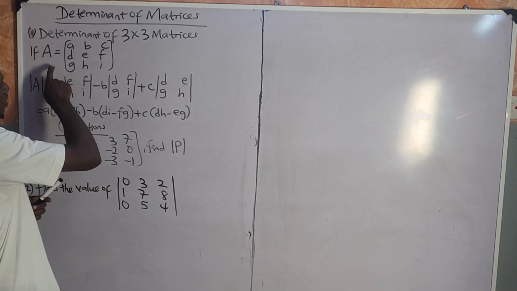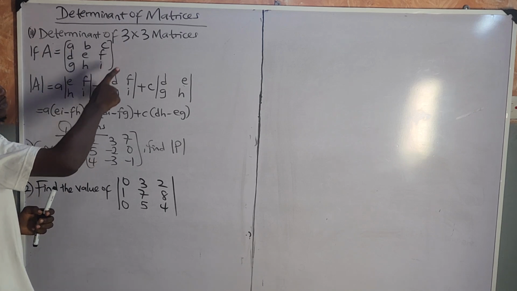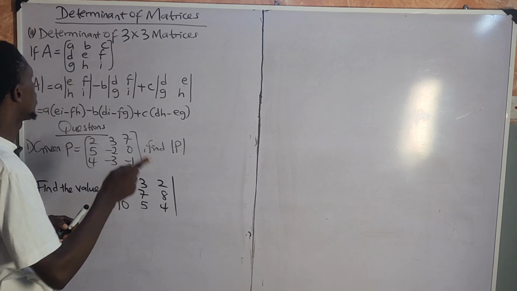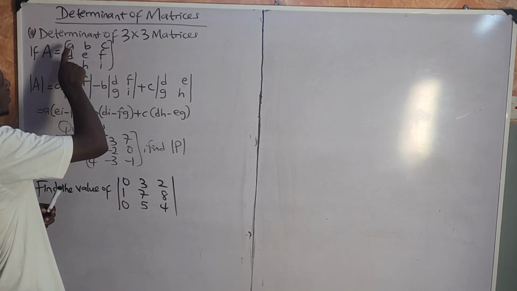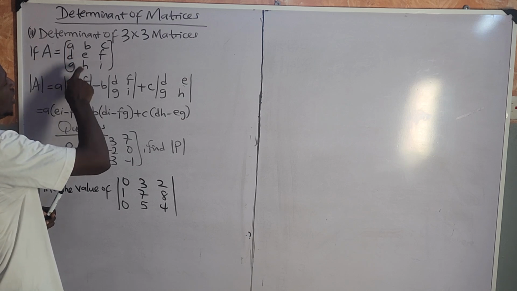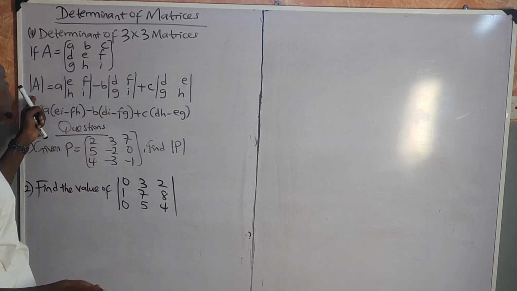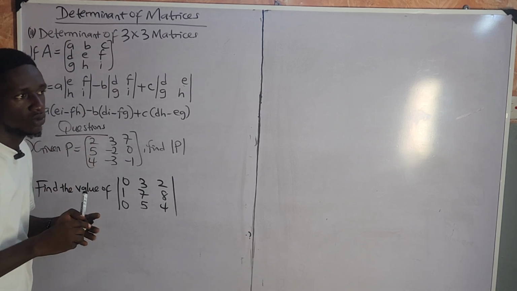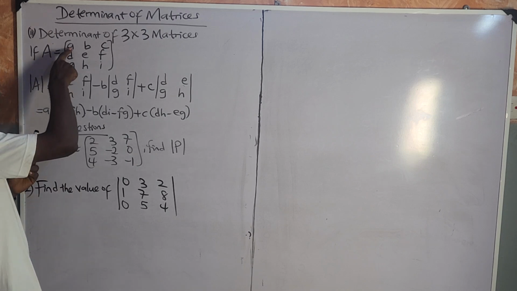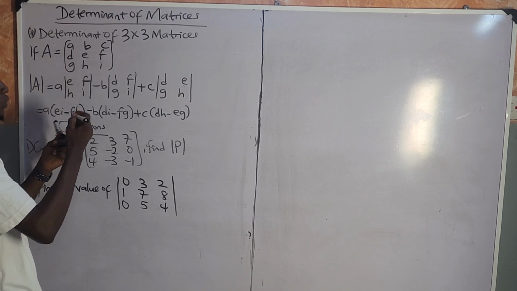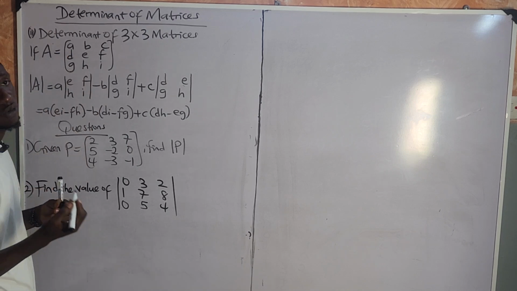So if we have matrix A as, remember 3 by 3 means 3 rows and 3 columns. So we have matrix A as A, B, C, D, E, F, G, H, I. Then when we are looking for determinants, this is how to go about this. In our next video, we are going to talk about cofactor.